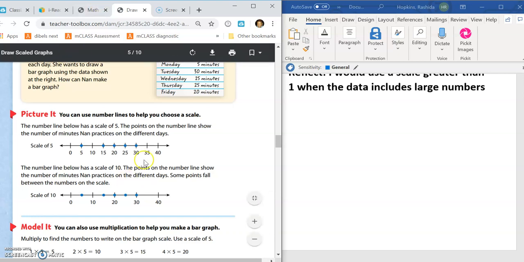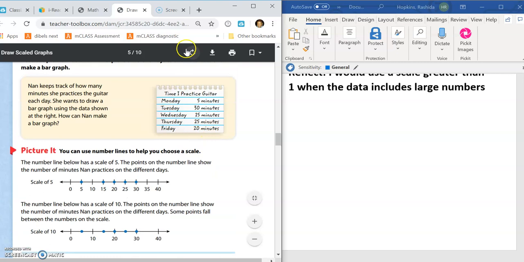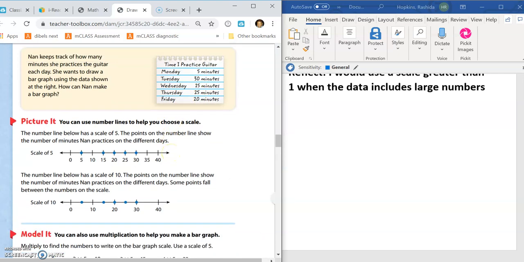So she has the information here. She practices guitar on Monday, Tuesday, Wednesday, and Thursday. And she has each time that she practiced: 5 minutes, 30 minutes, 15 minutes, 25 minutes, and 20 minutes. Picture it. You can use a number line to help you choose the scale.